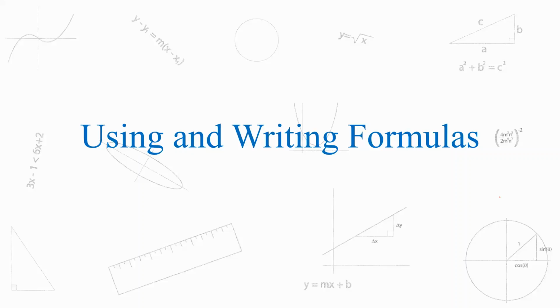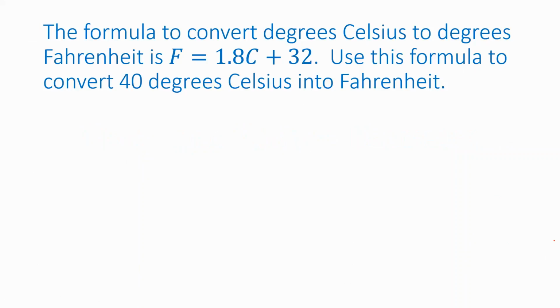In this video, we're going to look at a few examples of using and writing formulas. We're going to start with a pretty standard example of a simple formula, the one that converts Celsius temperature readings into Fahrenheit temperature readings. Here's the formula. Given a temperature reading in Celsius, represented by the variable C, you can plug in a value to this expression on the right side, simplify it, and that will give you the equivalent temperature reading measured in degrees Fahrenheit.